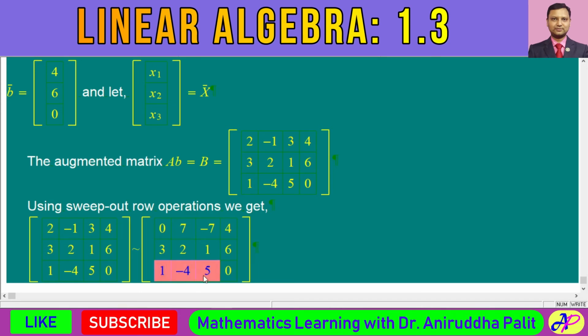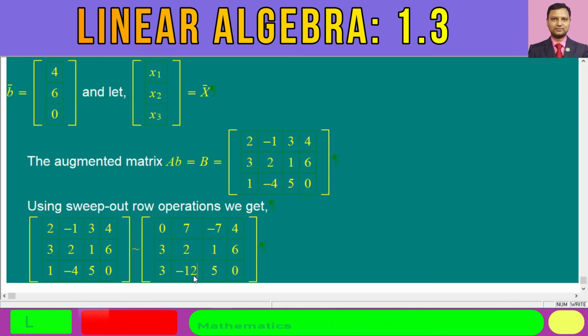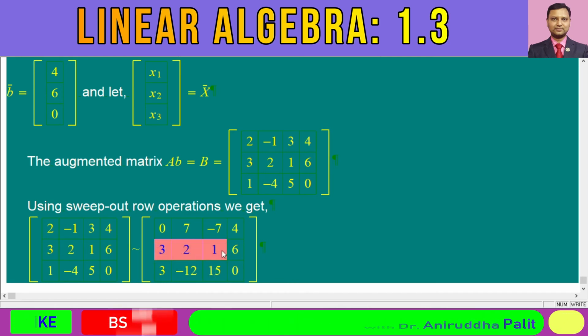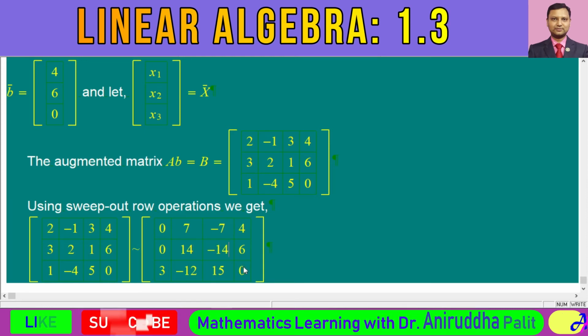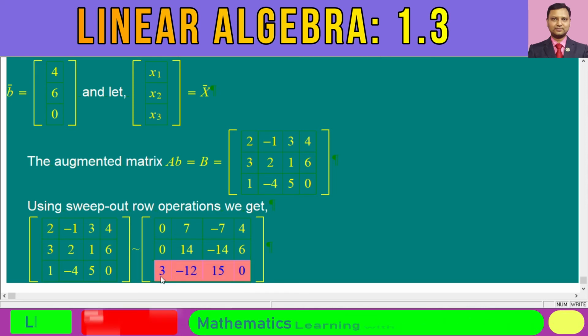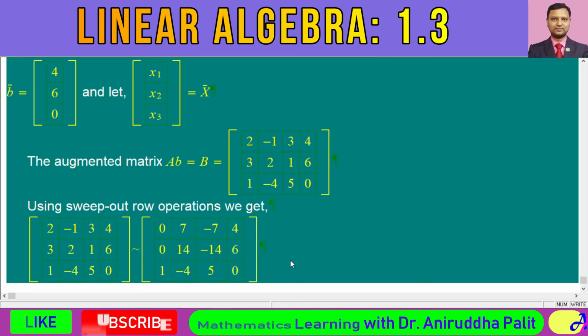And next we multiply this row by 3 and then subtract it from this second row. So what shall we have? 3, then minus 12, and then 15, and then subtract it from this second row, so that we shall have 0, then minus minus gives plus 14, and again 1 minus 15 is equal to minus 14, and 6 minus 0 is actually 6. So in this way we again have the manipulation. So this would be the result. Got it? Now you see 7, minus 7, 4, and 14, minus 14, 6. Over here we got a non-zero number.